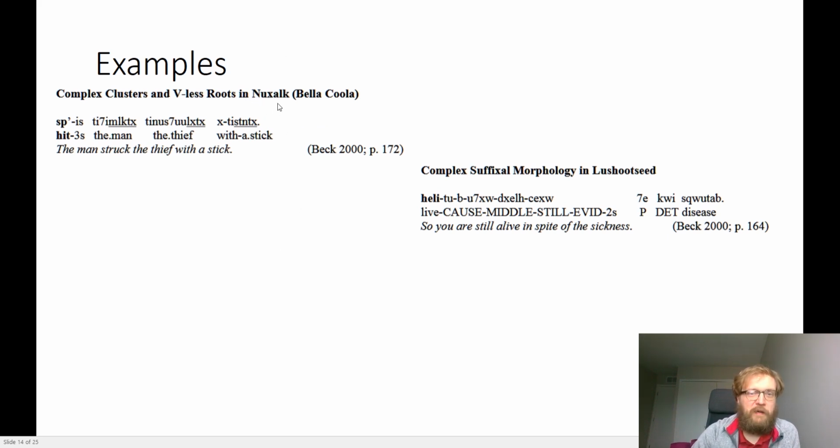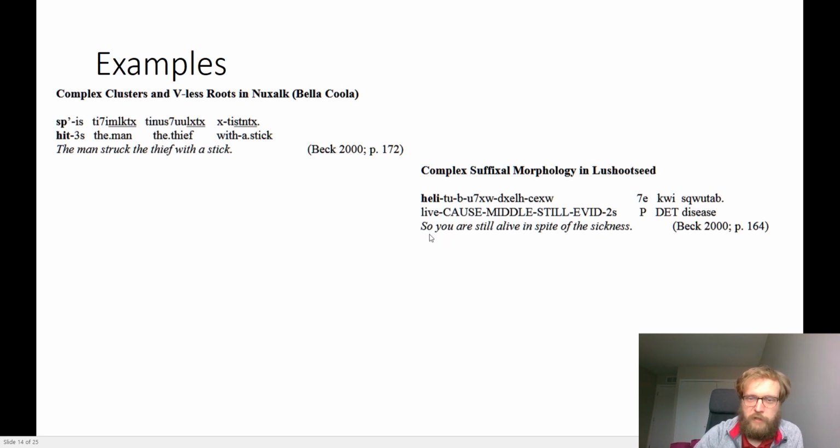This is from Nuxalk, and we see here entire clusters of incredible consonants. In Lushootseed, we also see some of these same complex consonant clusters. The 7 here, and also here, stands for a voiceless L, typically, or a voiceless palatal L of some kind. We also see this complex suffix morphology that we're talking about, right?